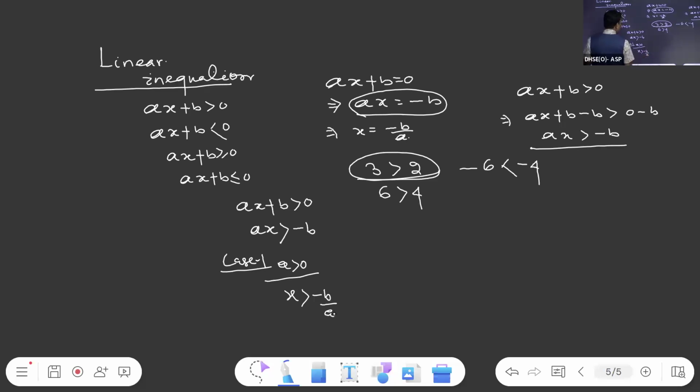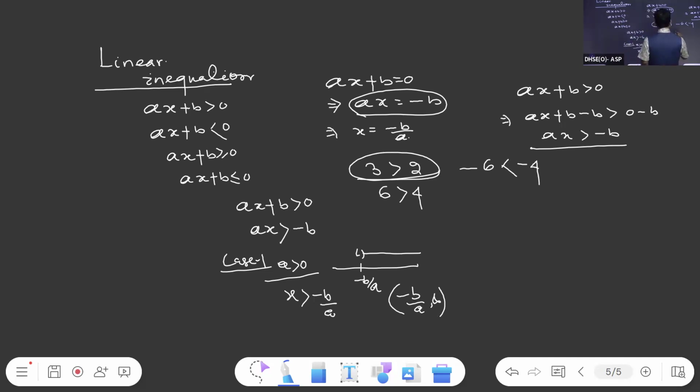And if you want to put the solution on the number line, take the number line, mark a point as minus b by a. Greater than minus b by a means right hand side of minus b by a. It is minus b by a to infinity. The solution is minus b by a to infinity.